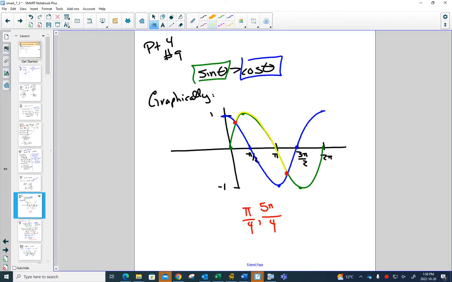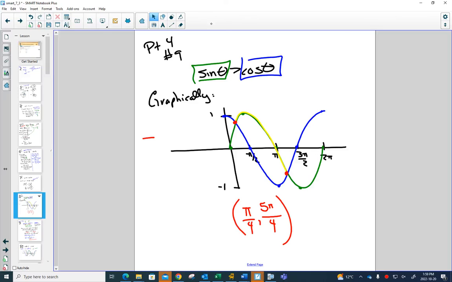Look in detail. This question just says greater than. So we would use round brackets, because at pi over 4 they are equal, but there is no equal sign there. It's just greater than. So you can't include pi over 4. You can't include 5 pi over 4.